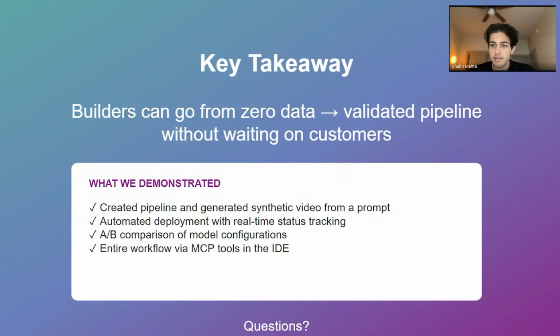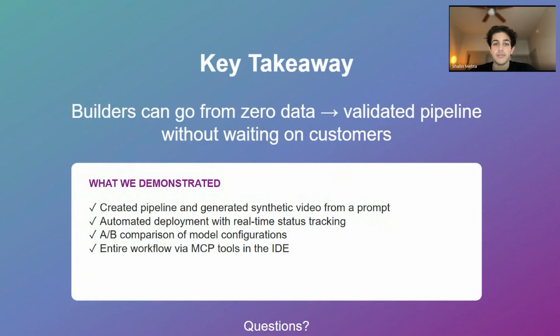And yeah, when you put all this together, synthetic data, validation, and automated deployment, you get something pretty powerful. The core takeaway from all this was that builders can now go from zero data to a validated pipeline using the MCP server without waiting on customers. They can generate data, test assumptions, validate correctness, and deploy all before anything ever hits production. And that change shows how quickly teams can move and how quickly they can ship.